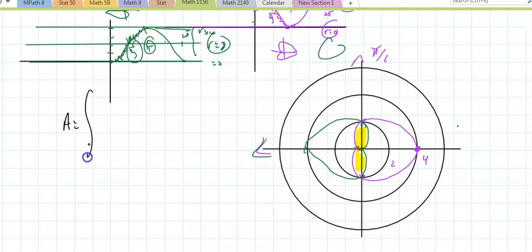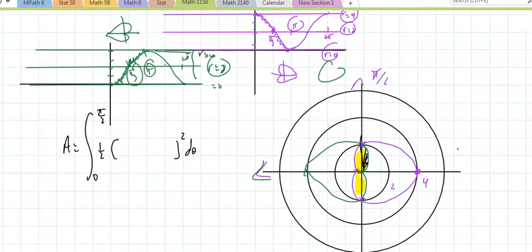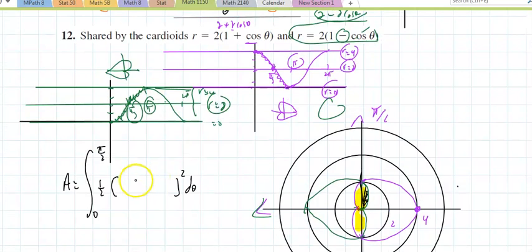Area is going to be the integral, and let's see. I run from 0. Do you see I'm running to the green? So from 0 all the way to pi over 2. Again, I could stop there and use symmetry, but I'm not going to do that. And which graph is the green? The green is 2 minus 2 cosine of theta, right?